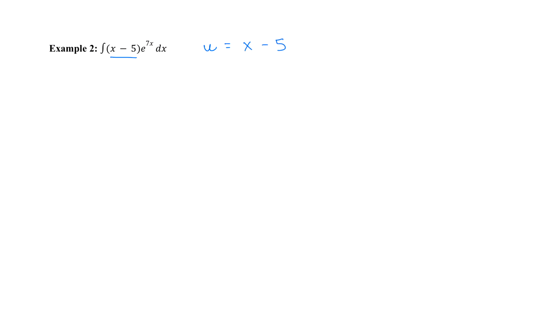And that means that dv is going to be everything that's left over. So dv is going to be e^(7x) dx. So I've made my choice for u and dv. My next step would be, okay, well, we need to go and find du, and we need to go and find v. So du, the derivative of x - 5, derivative of x, that's just going to be 1 times dx.